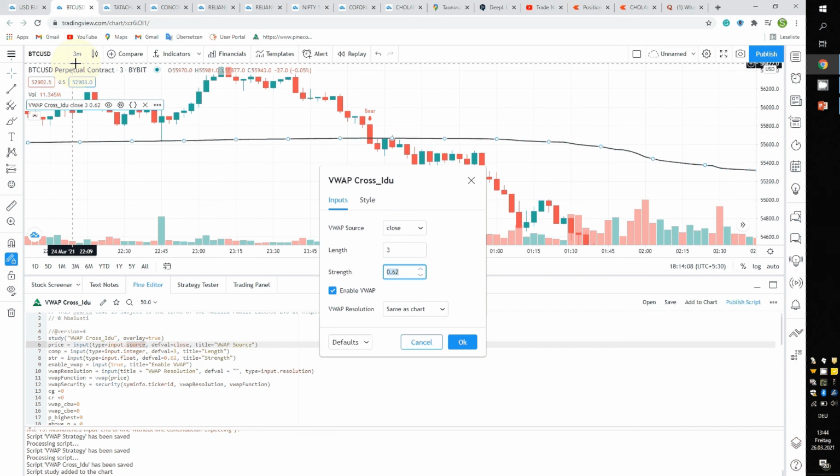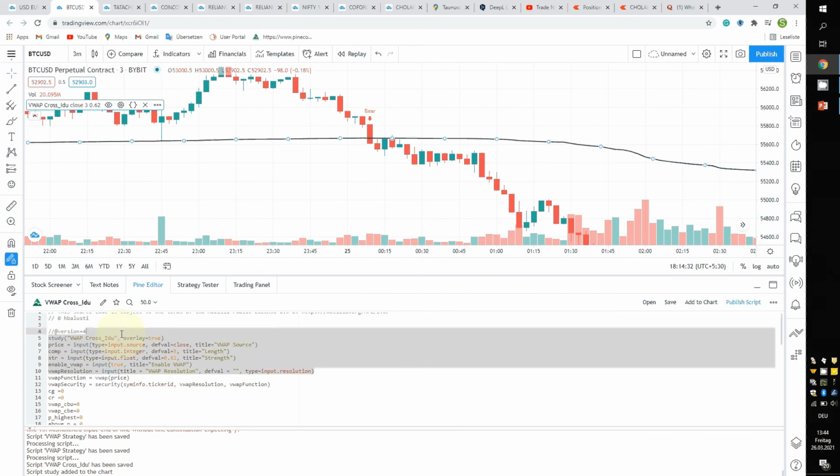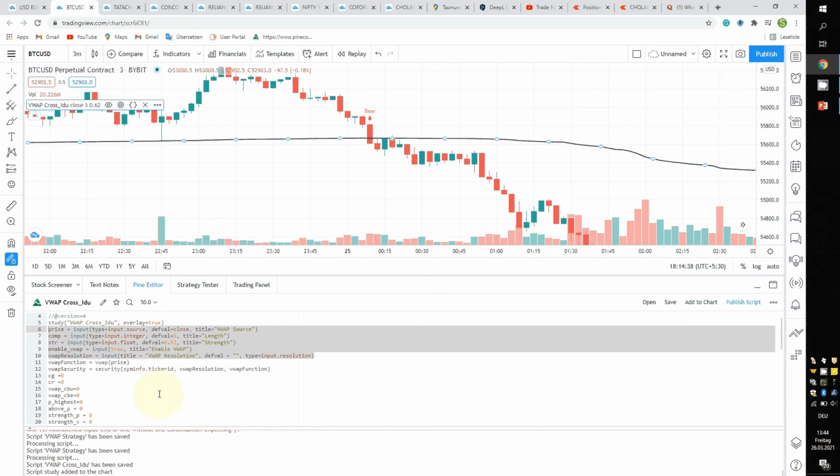But as I said, this strategy is really good if you want to do scalping. And scalping, I prefer doing in a time frame of 1 minute, 2 minutes, or 3 minutes. So ideally, I prefer 3 minutes as a good time frame. Okay, so I guess this part is clear to you, where we provide input to our strategy. The next part is a VWAP function.